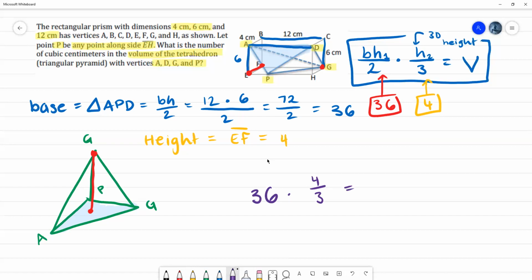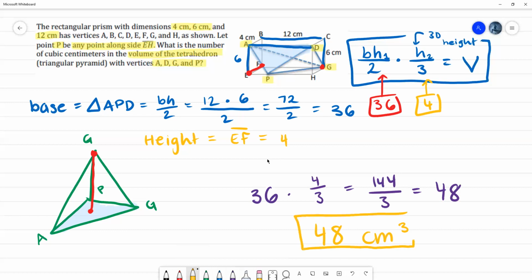So let's solve this. 36 times 4 is 144. So 144 over 3 is just 48. So our final answer is 48 cubic centimeters. That is the volume of our tetrahedron, and we've just finished the problem.